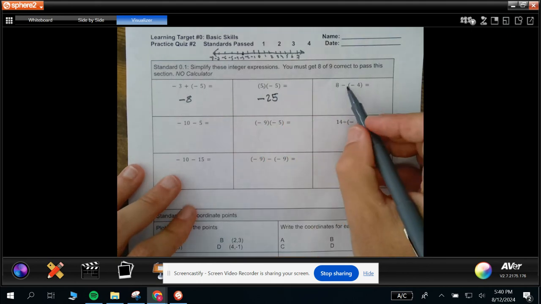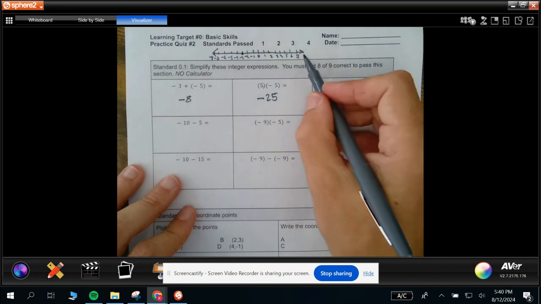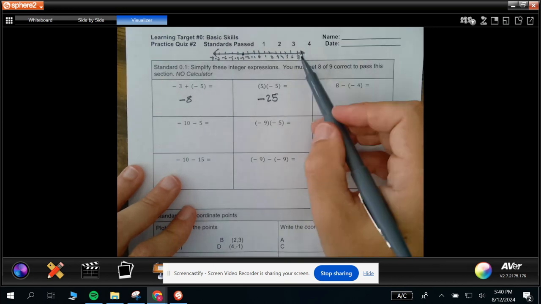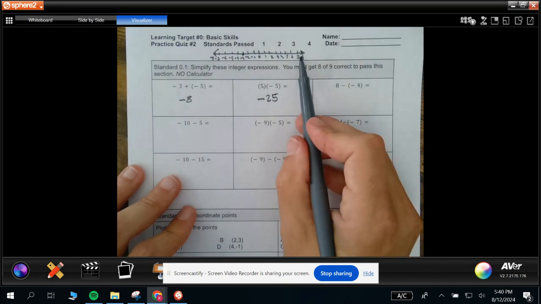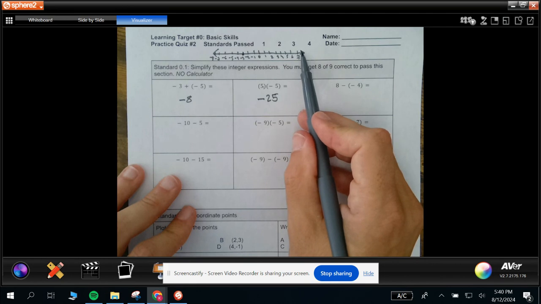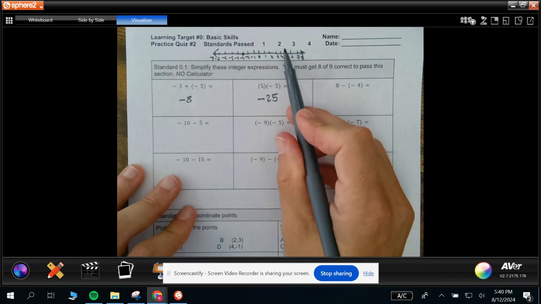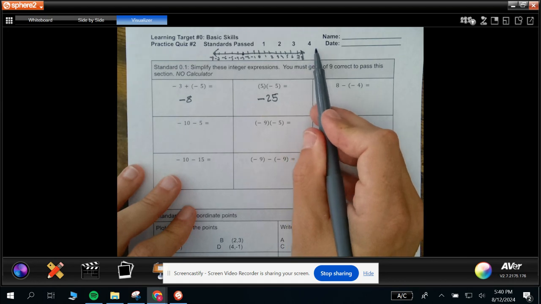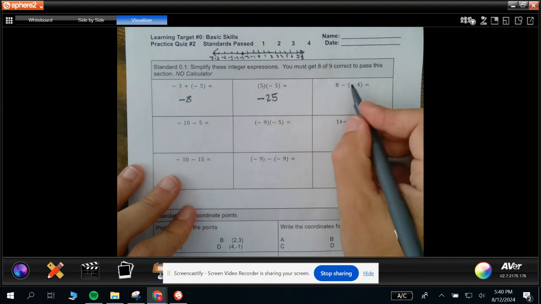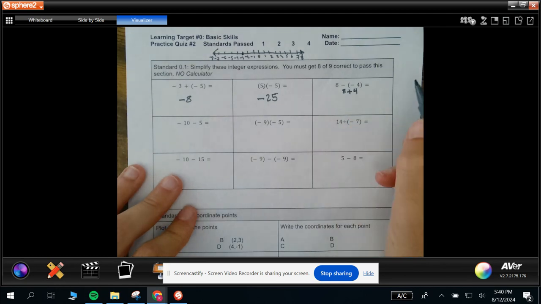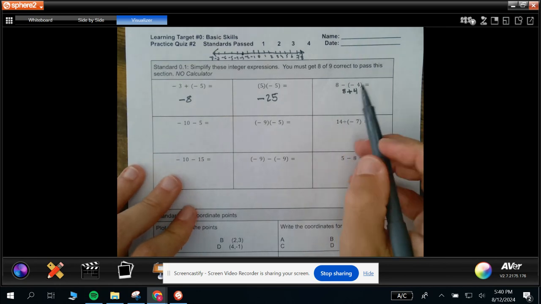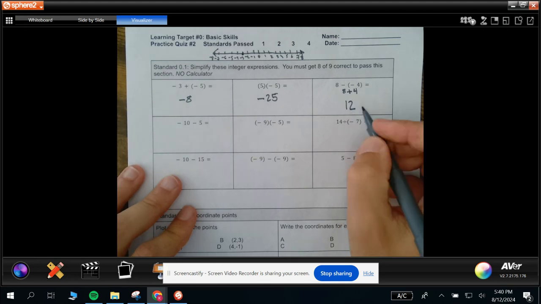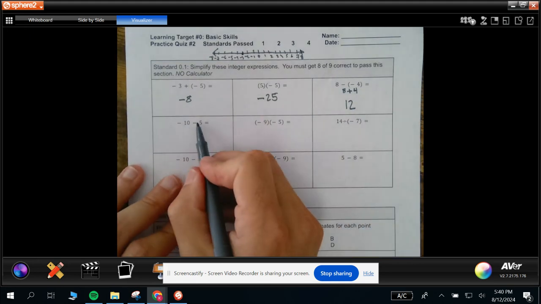8 minus -4. So if I start at 8 and I take away -4, all right, taking away negatives. If I were just to take away positives, I would go to the left. 8 minus 4 is 4. So 8 minus -4 means go the other direction. When you see minus negative, that becomes the same as 8 plus 4. Subtracting a negative is the same as adding a positive. So this becomes 12.